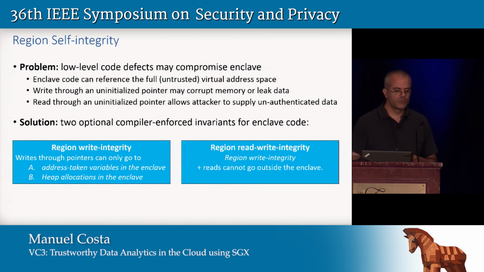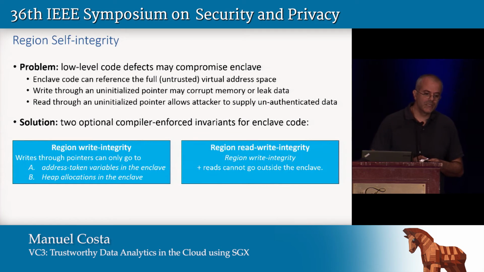So to deal with these problems, we allow users to optionally use a compiler that enforces two security invariants. If users are worried about these problems, they compile the code automatically with our compiler, and they get these security guarantees.